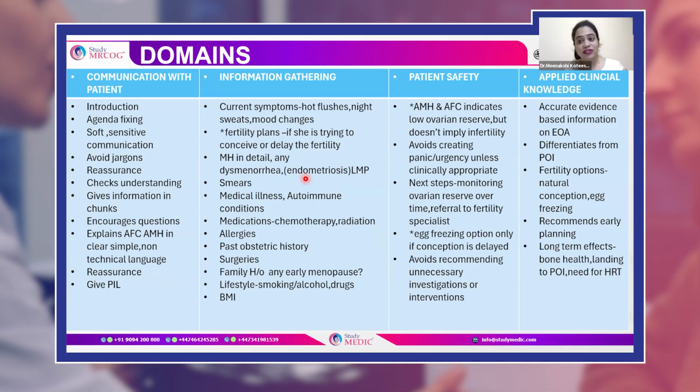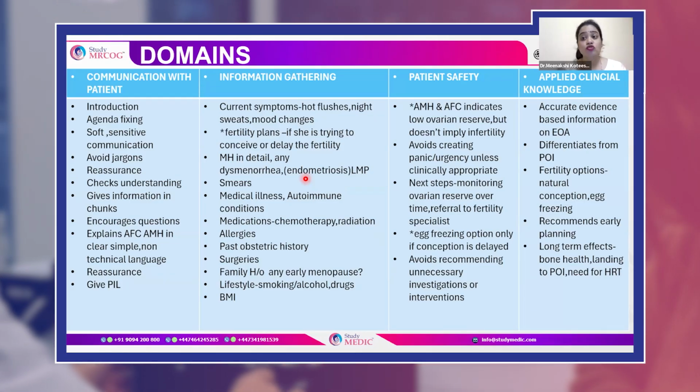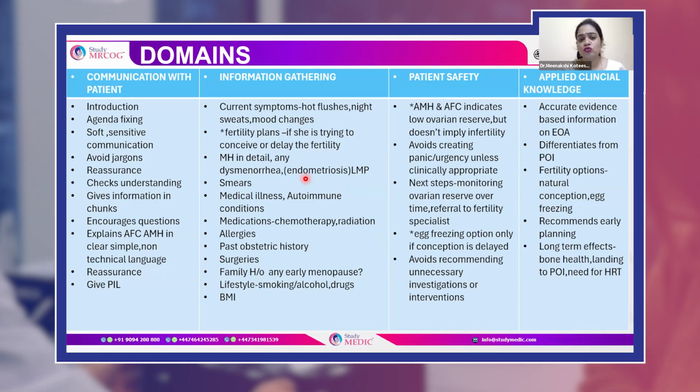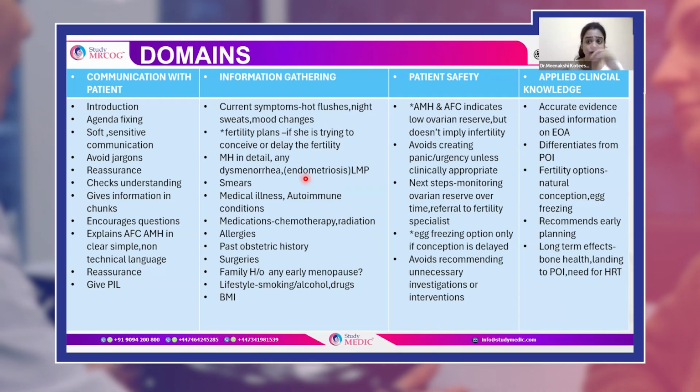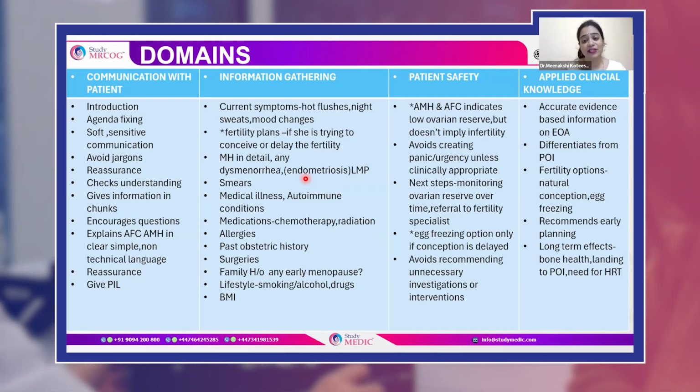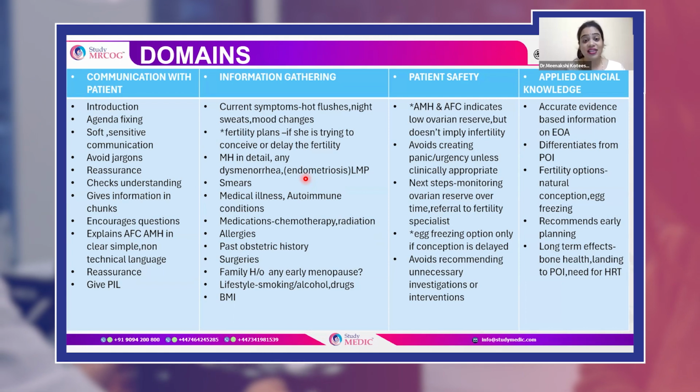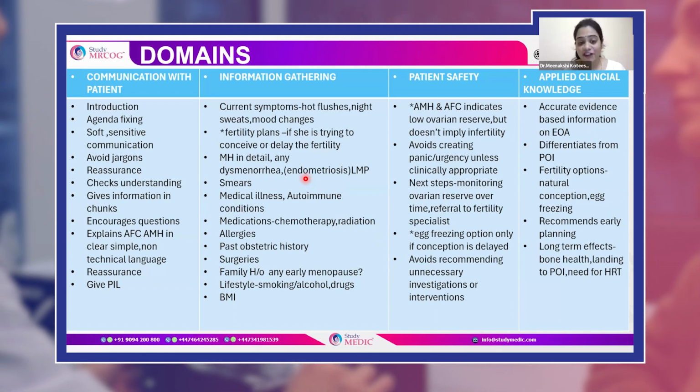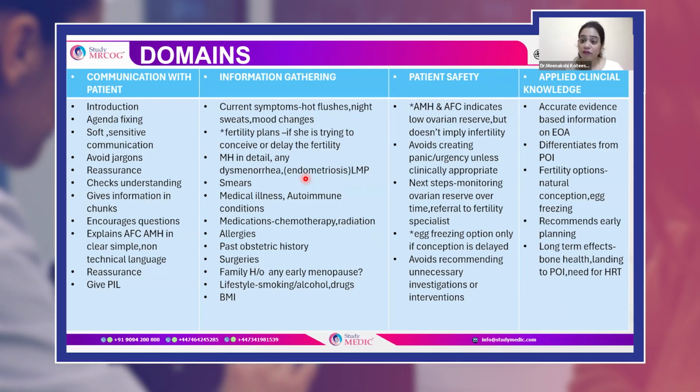And asking about the menstrual history, medical illness is very important to rule out if there is any other diabetes, thyroid, to rule out other autoimmune conditions. Asking whether she's taken any chemotherapy as well as radiotherapy, allergies, asking about addictions like smoking, alcohol is very important. Asking whether she was ever pregnant before.